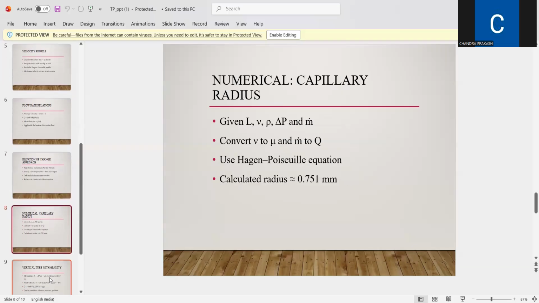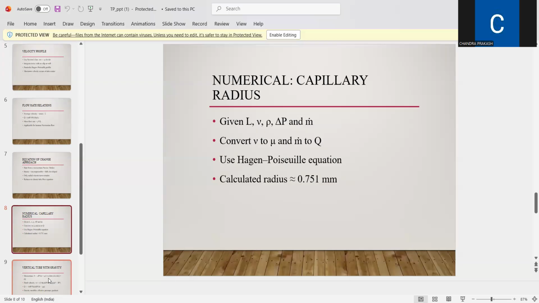Numerical: capillary radius. Now we solve a practical problem. Convert kinematic viscosity to dynamic viscosity. Convert mass flow rate to volumetric flow rate. Use the Hagen-Poiseuille equation. The calculated radius is approximately 0.751 mm. This method is useful in experimental measurements.